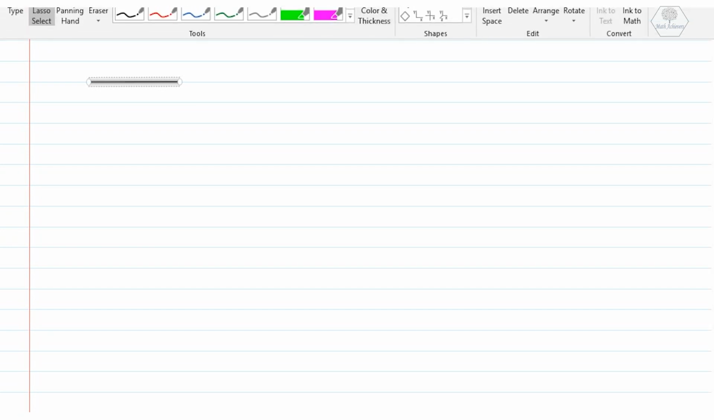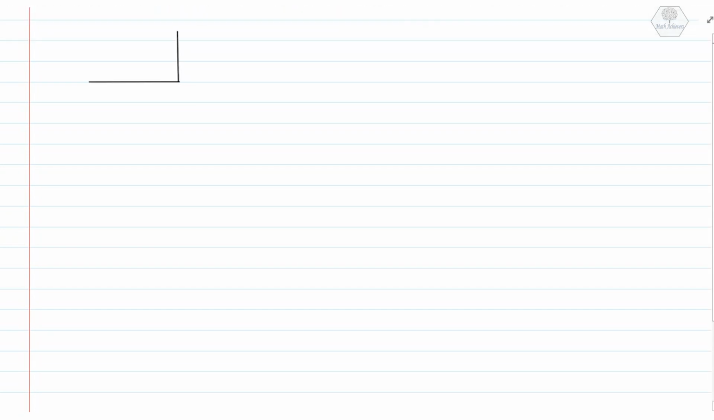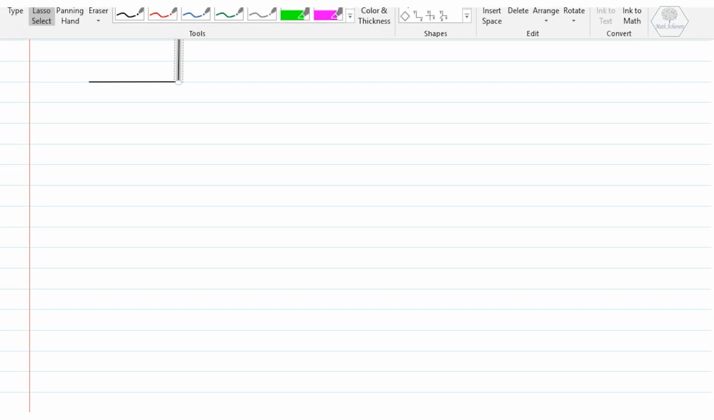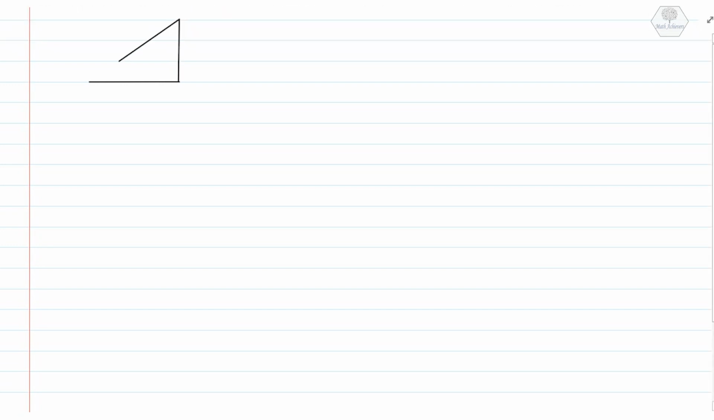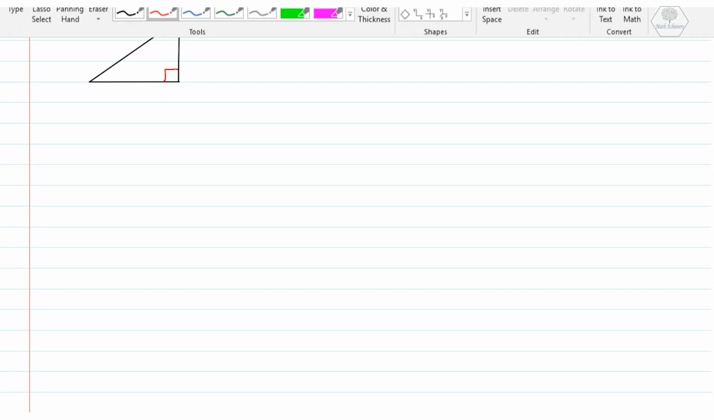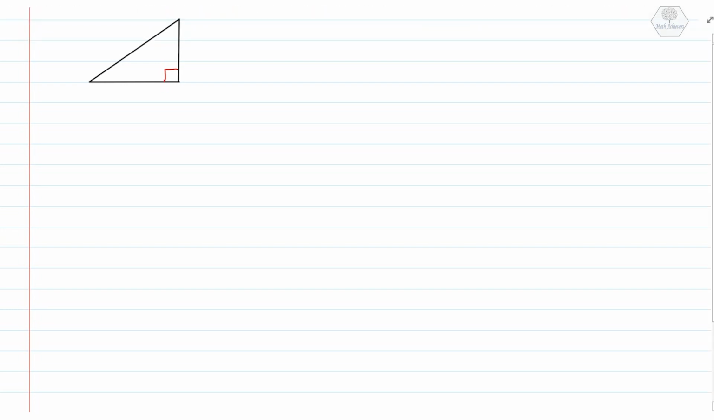Let's draw a triangle first. This is my right angle triangle. The side always opposite to the 90 degrees angle is the hypotenuse. Let's call it C. And this side, let's label it A, and this one as B.